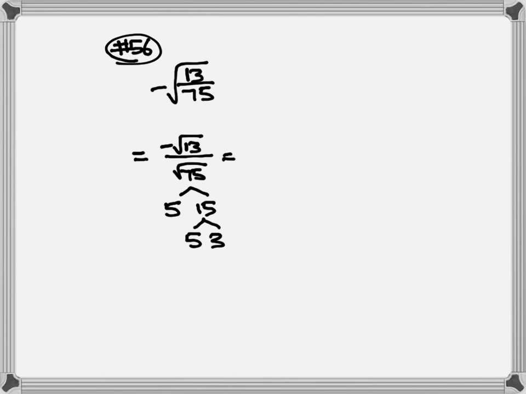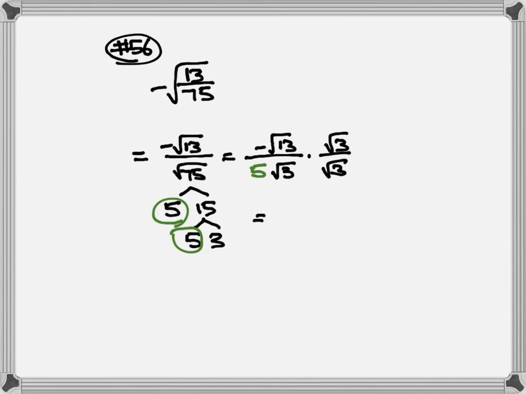So here, let's concentrate on the denominator. Here's my pair of 5, so 5 goes out. 3 is by itself, so 3 stays inside the square root. On top, keep the same thing. The numerator keeps the negative, square root of 13. After that, we want to get rid of the square root of 3. So I'm going to multiply square root of 3 to the top and the bottom.